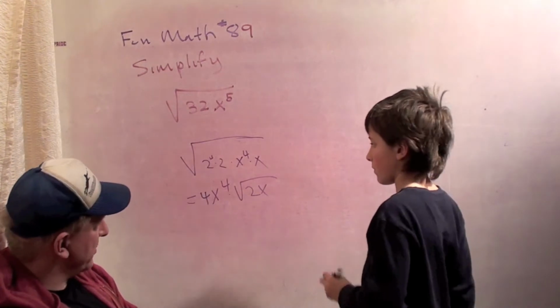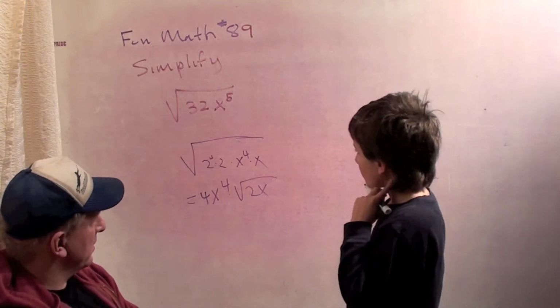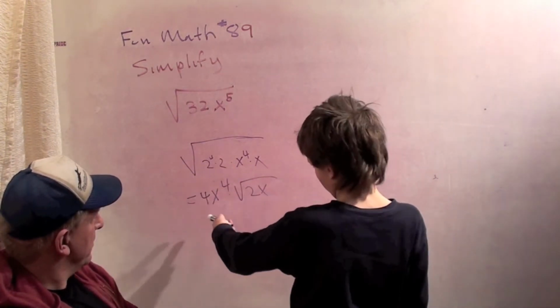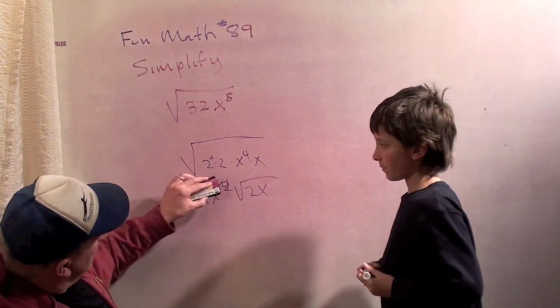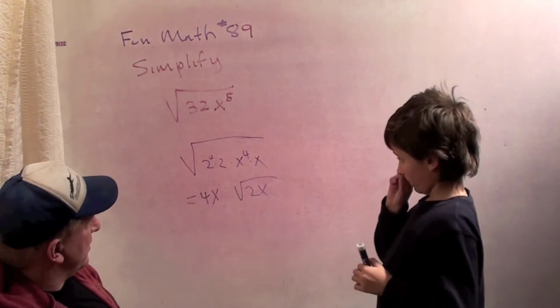Okay, almost. You almost got it right. You made one little mistake. It says 2 squared is 4. Yep. x to the 4th is x squared. So we have, here, x squared.